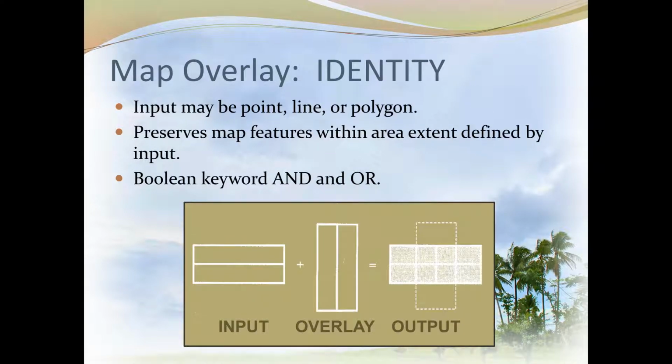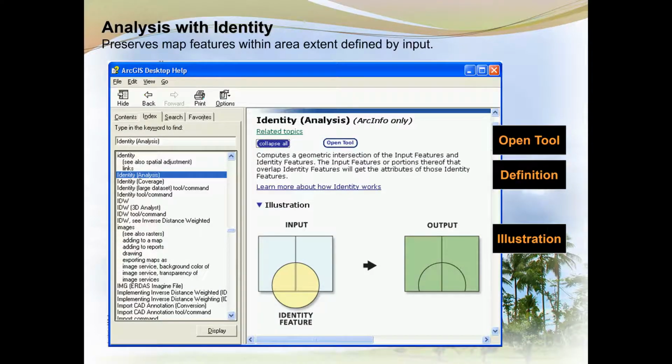So the map overlay identity, we should have talked about this earlier, but identity is like Boolean, more like the keywords AND and OR. It preserves map features within an extent defined by the input. For example, if you want to define here, you want something like this. So it preserves map features within the area extent defined by the input.